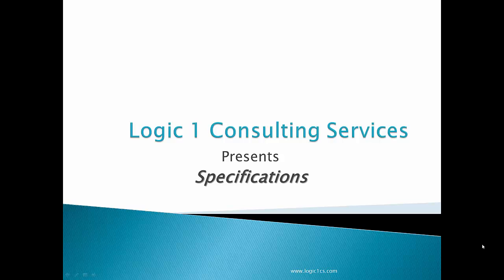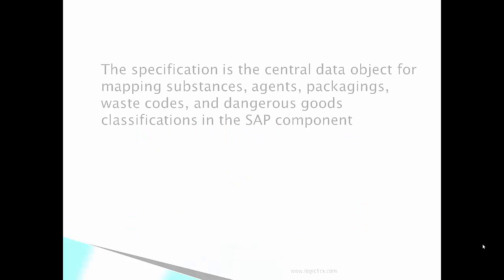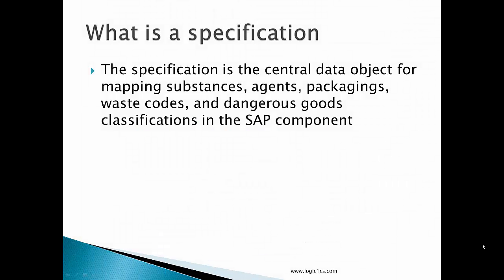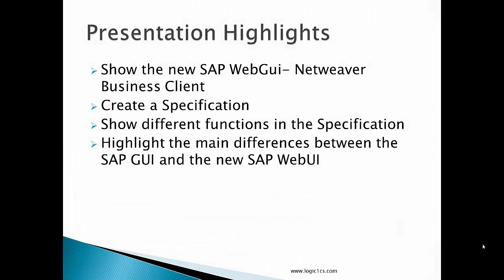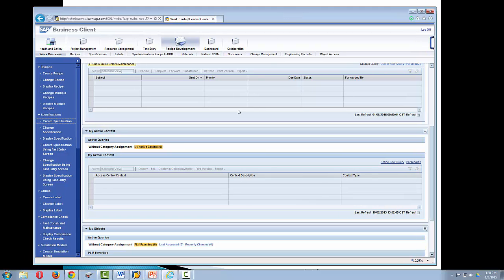Today we'll be going through specifications. The specification is a central data object for mapping substances, agents, packagings, waste codes, and dangerous goods classifications in the SAP component. What we'll be showing you today is the new SAP WebUI using the NetWeaver Business Client, creating a specification, showing different functions within the specification, and highlighting some of the differences between the SAP GUI and the new SAP Web User Interface. So the first thing we'll do is we're going to go ahead and create a specification.